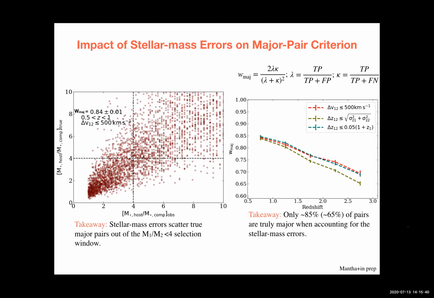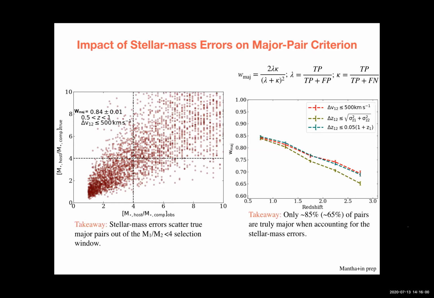On the left-hand side plot, I'm showing the mass ratio when you use the true quantities in the SAMs versus the observed quantities with the stellar mass uncertainties incorporated. So you can see there are objects that are scattering in and out of that window. So I wanted to quantify this effect.